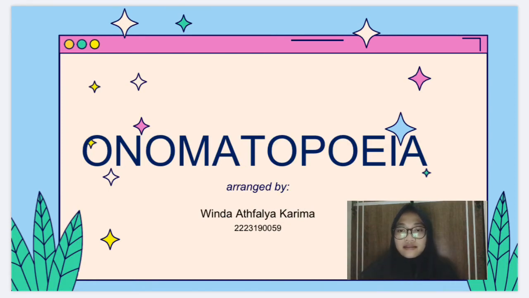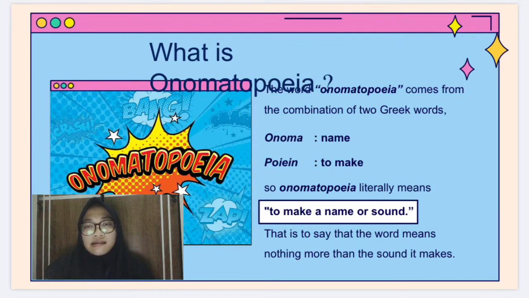Okay, next slide. Let me directly give you the definition of onomatopoeia. What is onomatopoeia? The word onomatopoeia comes from the combination of two Greek words. First is onoma, which means name, and second is poien, which means to make. So onomatopoeia literally means to make a name or sound.